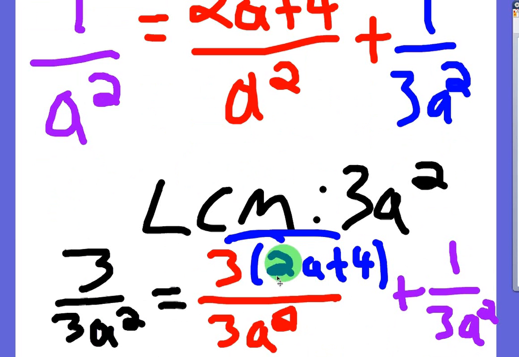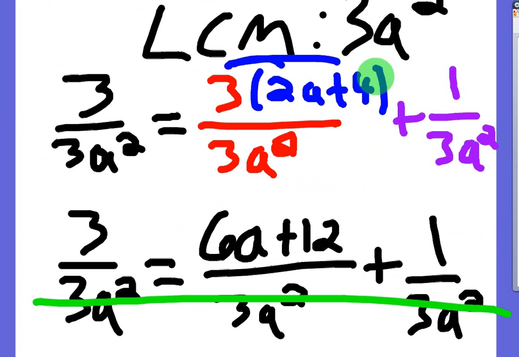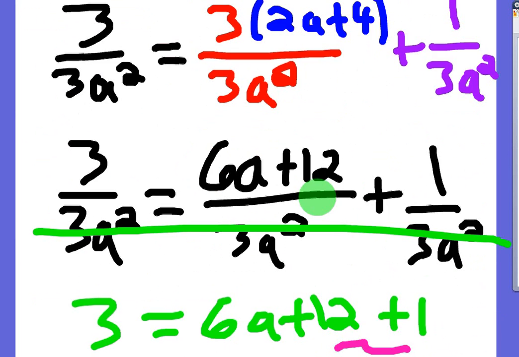Now you can already see you have to distribute this 3 into both of those. 3 times 2a is 6a, 3 times 4 is 12, which is exactly what we're going to do on the next step. So it will become 3 over 3a squared equals 6a plus 12 over 3a squared plus 1 over 3a squared. And now you can see I've already put the cross through the bottom because the denominators are the same. And there's an equal sign here. That means the numerators must be equal. So we will only focus on that from here on out.